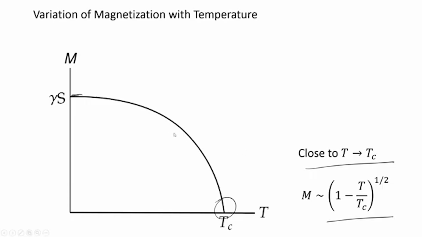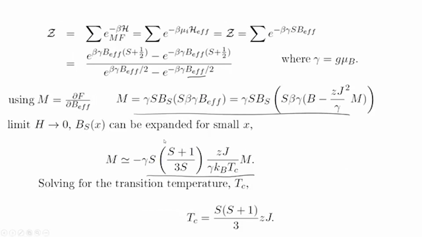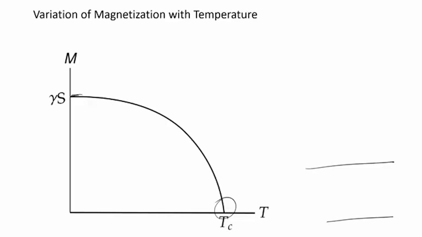And at T equal to 0, it has a value which is gamma S, and all these things are mentioned here. Gamma is equal to g, the Landé g factor, times the Bohr magneton. So, that is all what we do for magnetism.